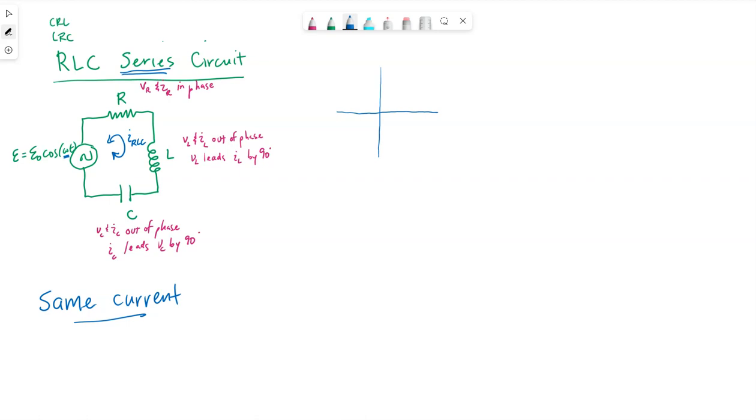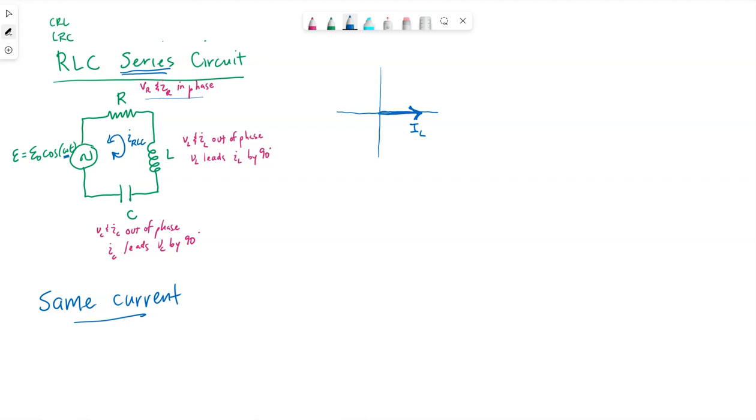To make my vector addition easy, I'm going to draw my current phasor on the x-axis. All that means is I am looking at a single moment in time where the current is a maximum positive value. So at this exact moment in time, the current in this circuit is maximum. What I need to do now is draw my voltage phasors.